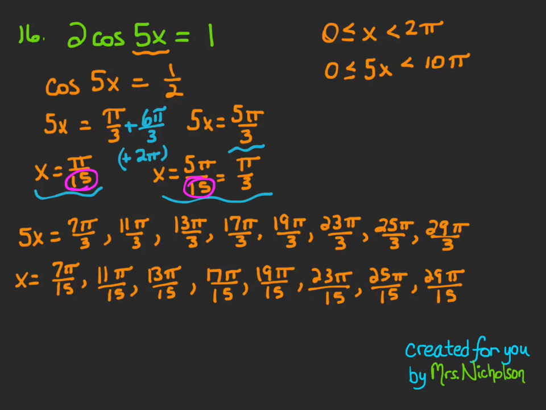And if you look at that last angle that we figured out, it is still less than 2 pi. That angle is less than 2 pi because if I'm in 15ths, 2 pi would be 30 pi over 15. 29 pi over 15 is still smaller than that, and so all of those angles are in the range that we're interested in. Those are all the answers to this particular equation.